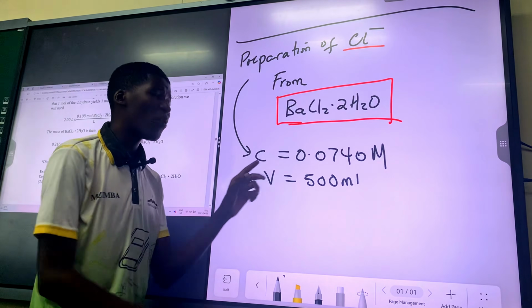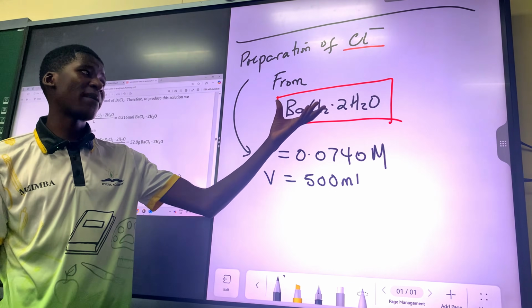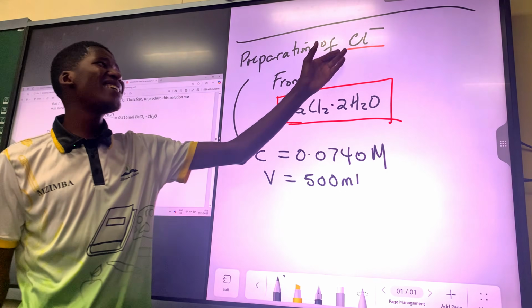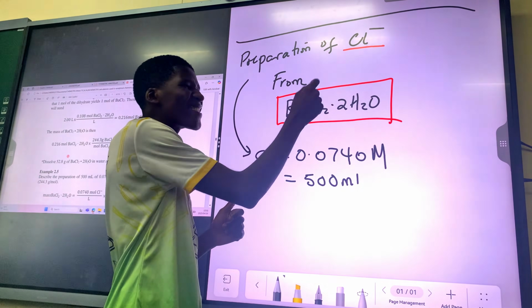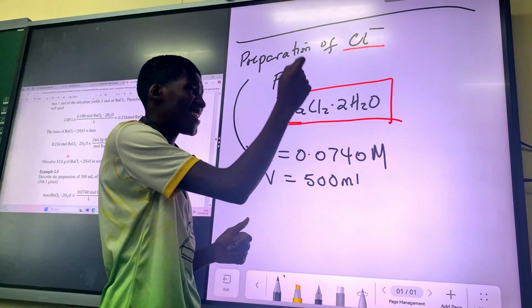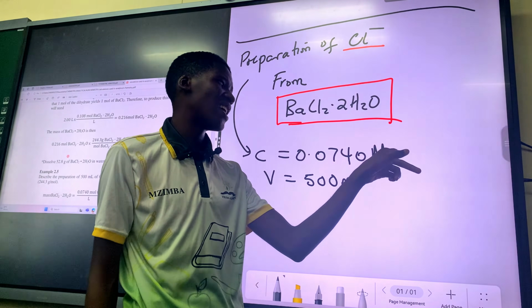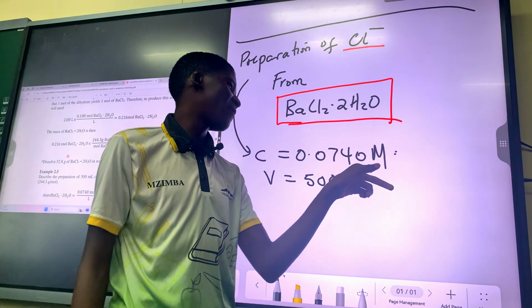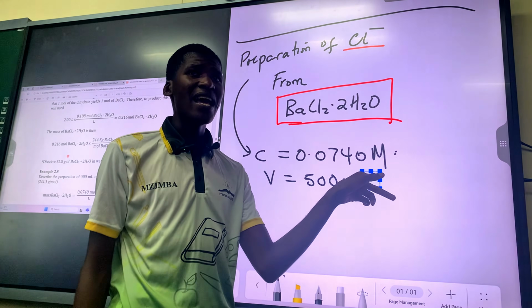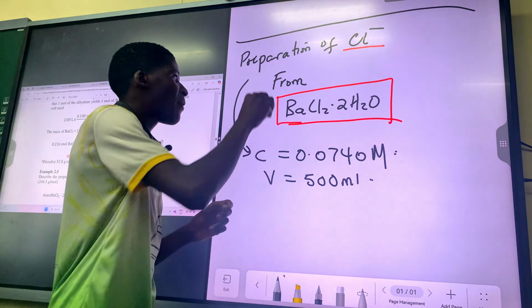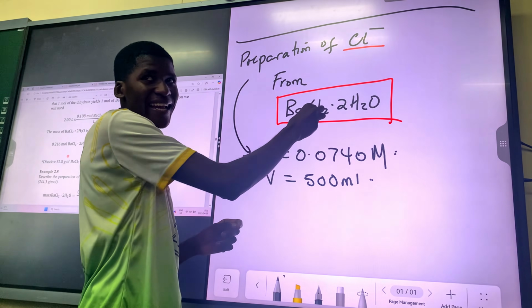Please, use these values for barium chloride dihydrate. Why are you doing that? It's because the Cl minus that you want is inside barium chloride dihydrate. So exactly whenever they give you a concentration and a volume you want to achieve of this compound of Cl ions, those Cl are there in barium chloride.